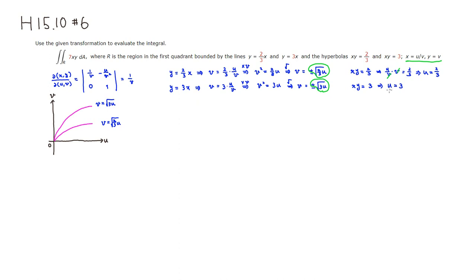And u is going from 2/3 to 3. That's going to be just a vertical line here, something like that. And then u equals 3 is going to probably look like that. So this is u equals 2/3, and this is u equals 3. We're talking about this region right here. So this is the region.